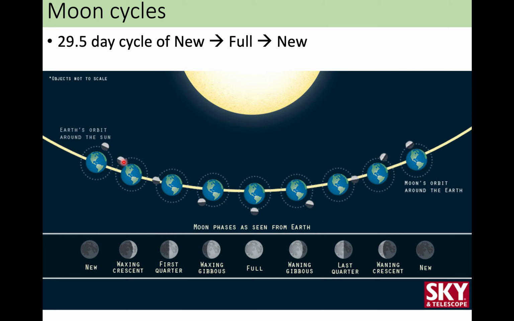As the moon continues to rotate counterclockwise, now it's about a quarter of the way around its orbit, we can see about half of that illuminated side of the moon.